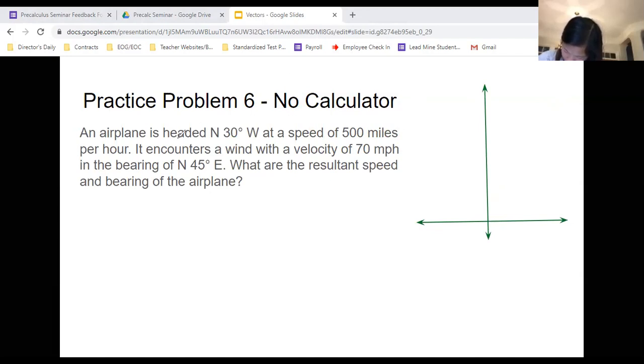So I have an airplane that's headed 30 degrees west of north at a speed of 500 miles per hour. So north, east, south, and west. I'm just going to say it's going to be a very long vector because our magnitude is 500. And now this 30 degrees west of north, again, let's go over that. So I'm going to go north first, and then I go in a westerly direction, 30 degrees.